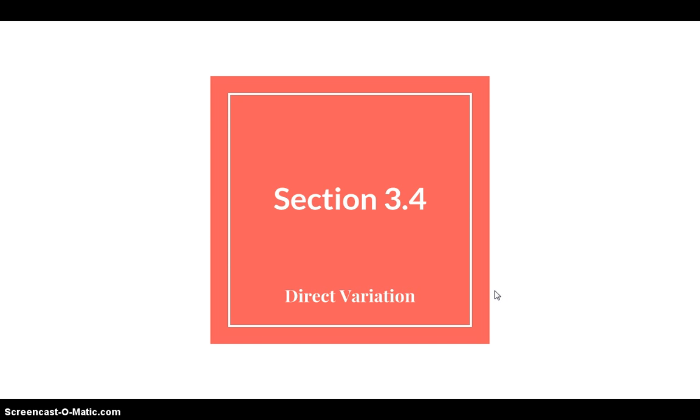You should have the 3.4 note sheet, which gets folded hamburger style like we talked about in class. And you should be looking at the page that's labeled direct variation with the large boxes facing you.